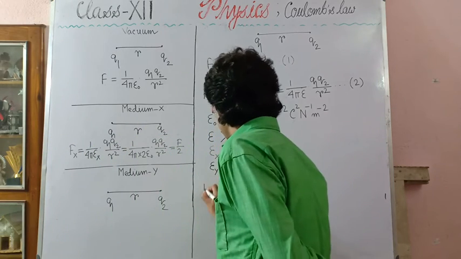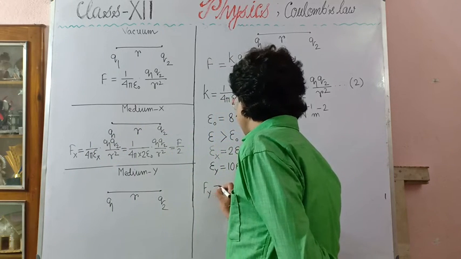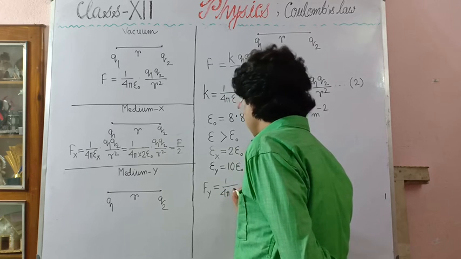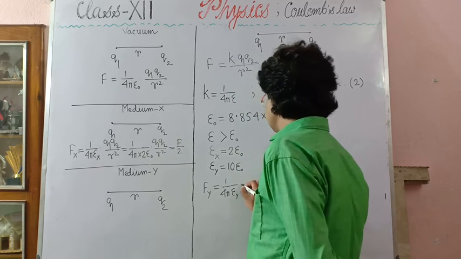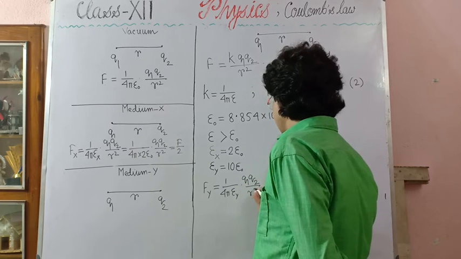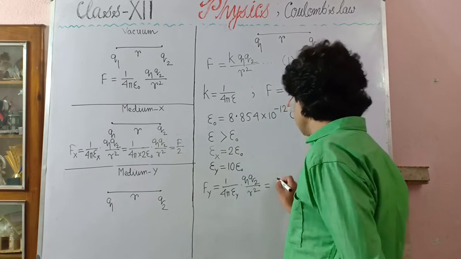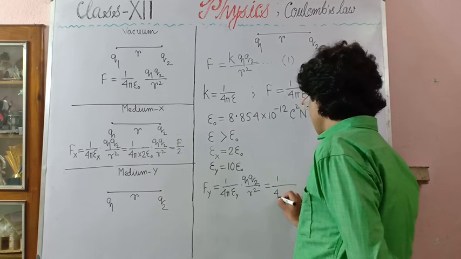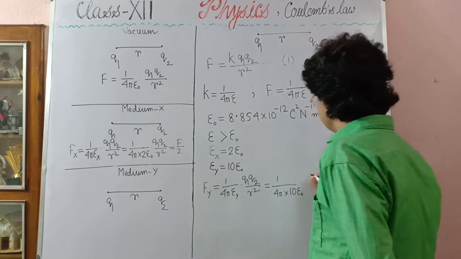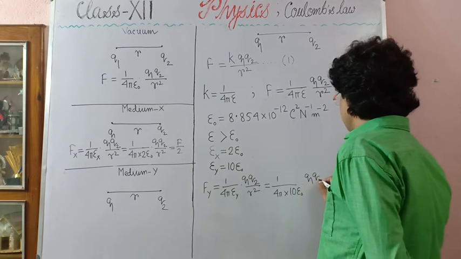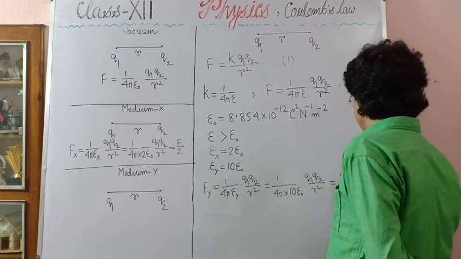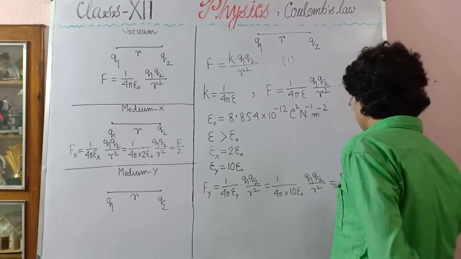So, F_medium equals 1 by 4 pi epsilon 0 into Q1 Q2 by R square, equals A by 10.